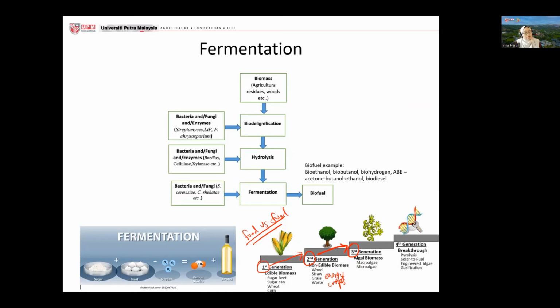It's because even though you are using non-edible biomass, the process usually produces CO2. So while it is being fermented, although you get the biofuel, you also get CO2. And in third generation, basically, you do not use fermentation anymore.